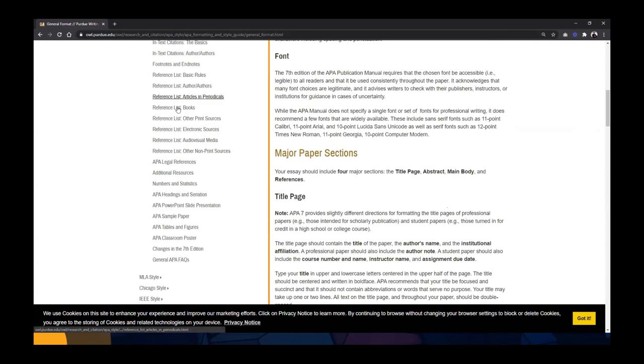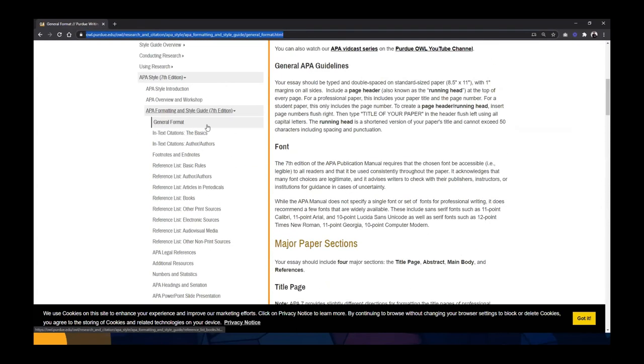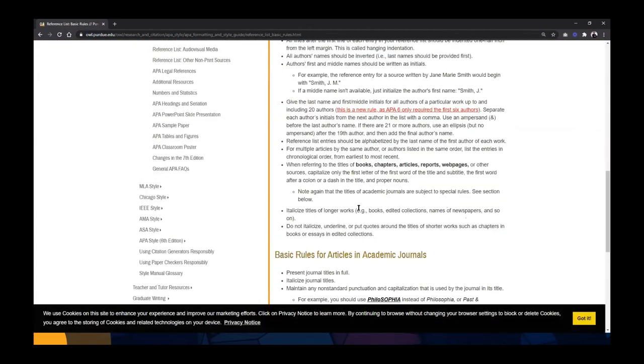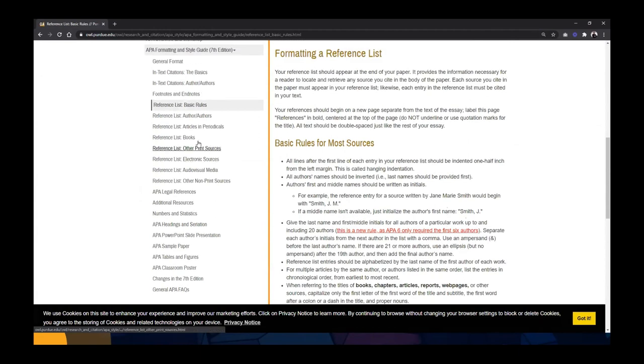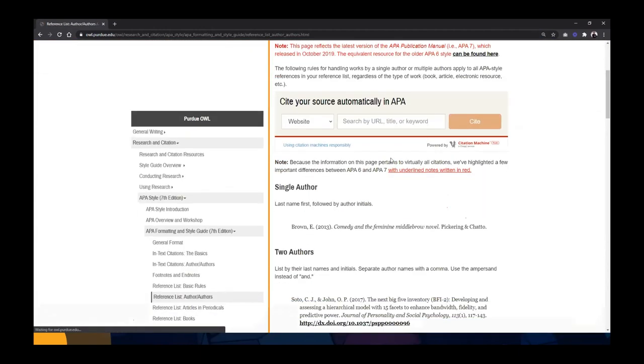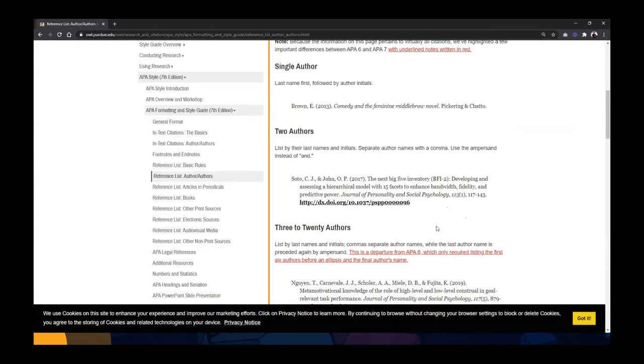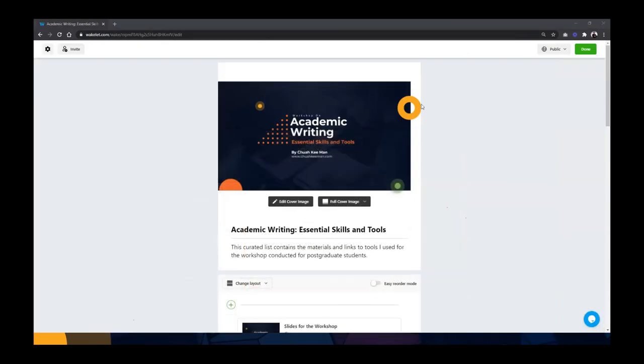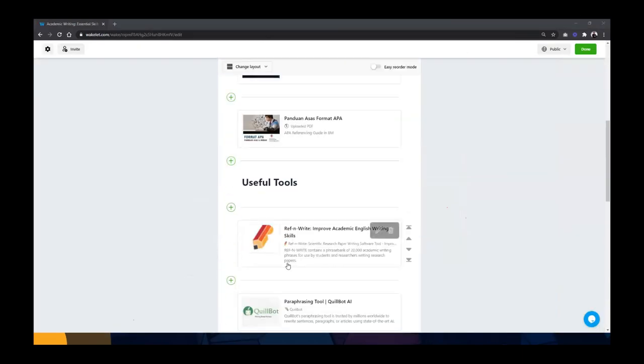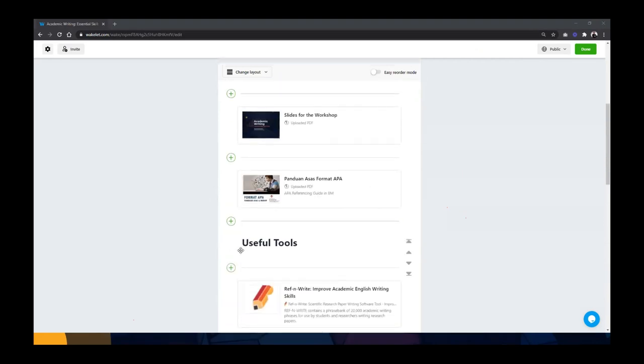So you click on, for example, reference list, basic rules. It will tell you the basic rules, right? Authors. It's the same that I did for the Malay version, but this is English, all right? So let me just put it here. Now down here is all the tools already there. I already put up there.